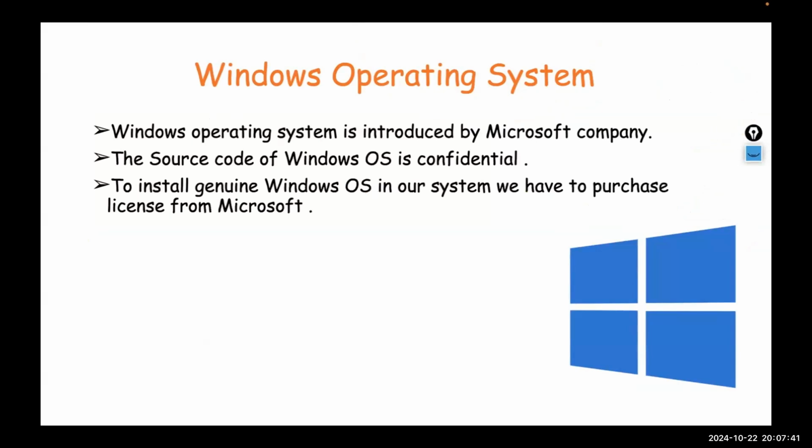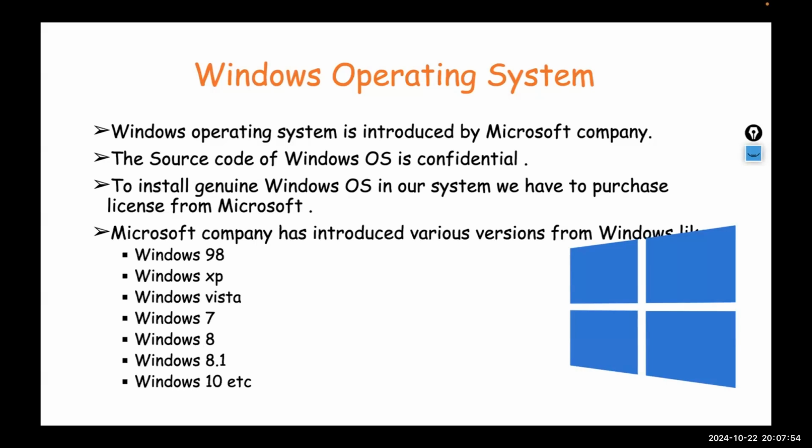If you want to install Windows operating system on your computer or laptop, you need to purchase a genuine license from Microsoft, around 1500 or 2000 rupees. These are the different versions of Windows operating system: Windows 98, Windows XP, Vista, 7, 8, 8.1, 10, and recently Windows 11. All these versions came from Microsoft. The core operating system is Windows, but these are different versions. This is one of the operating systems, Windows.